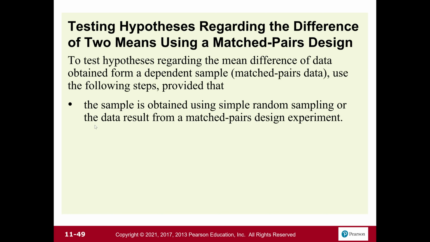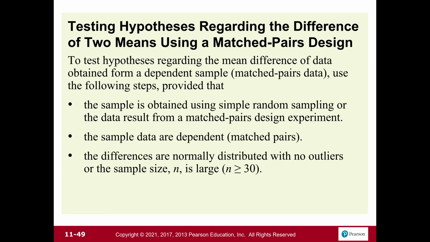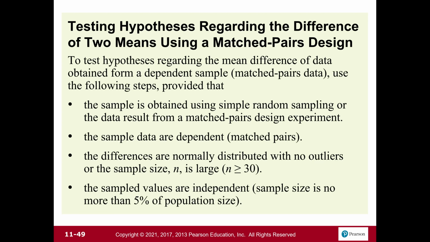Again, the samples are obtained using an SRS or some other matched pair design experiment. The data are dependent in this case, they're matched pairs. The differences are normally distributed with no outliers, or the sample size n is large. The sample values are independent, and the sample size is no more than 5% of the population, which ensures independence.